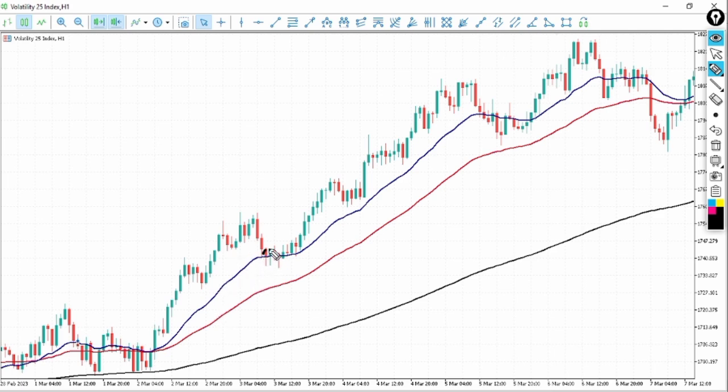But you are going to see that this moving average is going to be crossed by the market many different times, right? But you are identifying short-term trends. Also, if you want to identify long-term trends, you can identify them using the 200 period moving average, right?